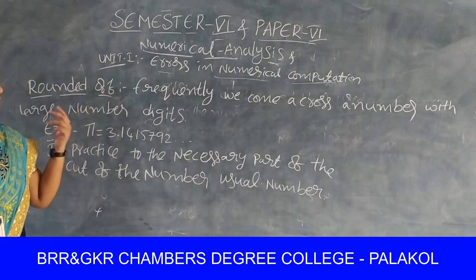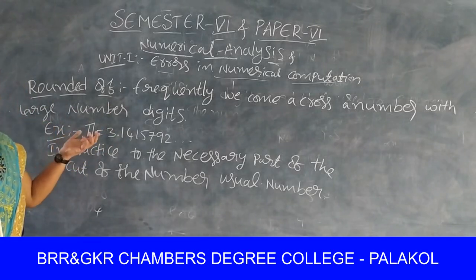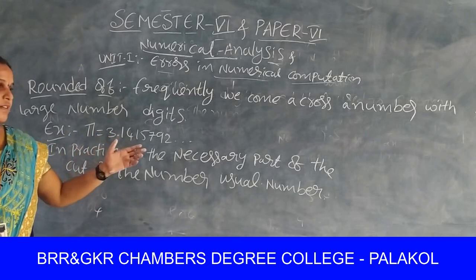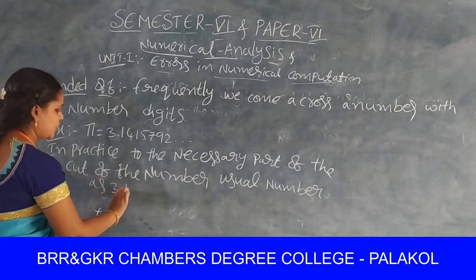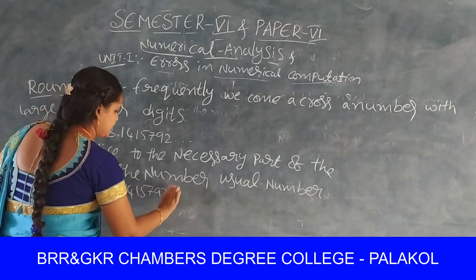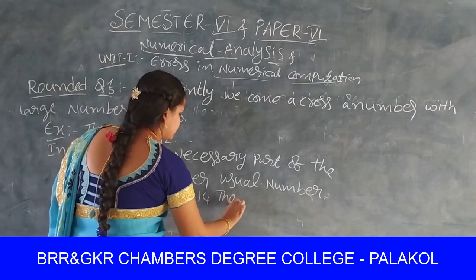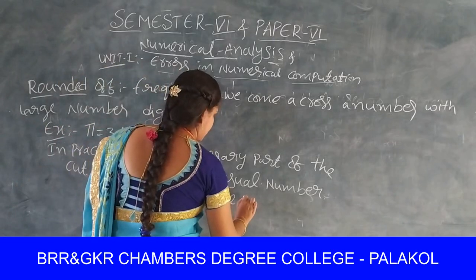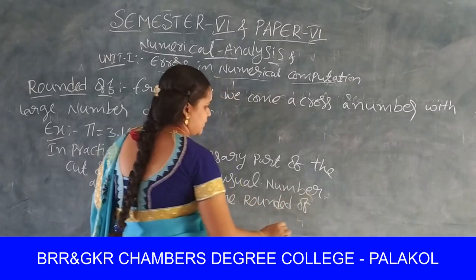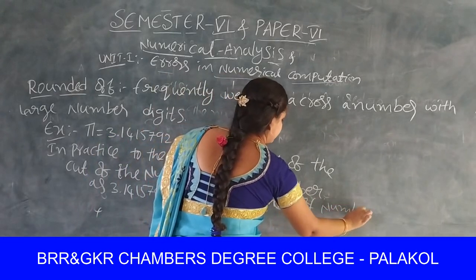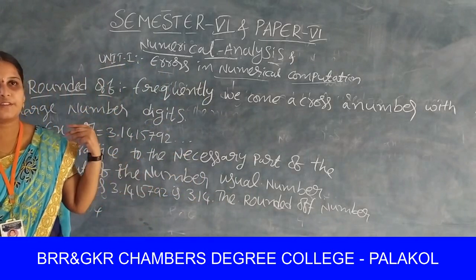Rounding off or rounded off error: frequently we come across a number with a large number of digits. Example, pi is equal to 3.1415792. In practice, we keep the necessary part of the number, so 3.1415792 is 3.14, and the rounded off numbers follow the following cases.